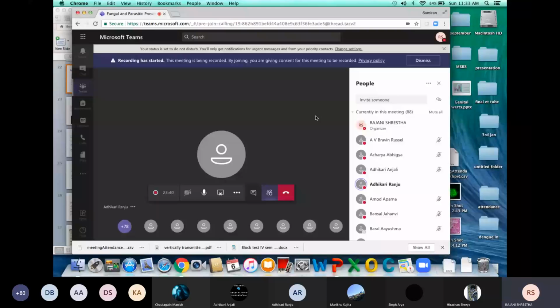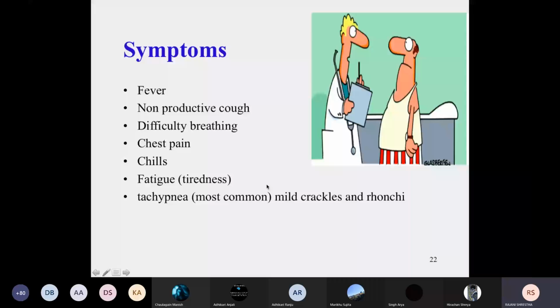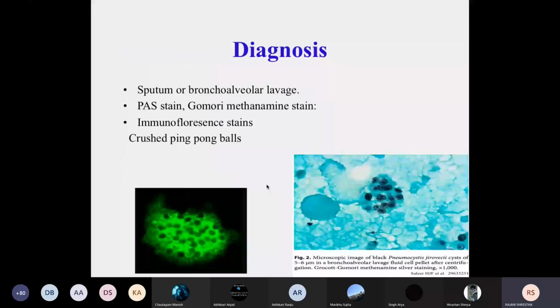So once the patient has fever, non-productive cough, difficulty in breathing, and chest pain, then we go for the diagnosis. The sample we have to collect is sputum. If the patient can cough, we can directly ask for the sputum. If not, then we have to collect the sputum through a procedure, and we can take out the bronchoalveolar lavage and then do the staining. Periodic acid-Schiff stain, or we can do the Gomori methenamine stain, in which we can find the yeast-like cells, which have a crushed ping pong ball-like appearance.